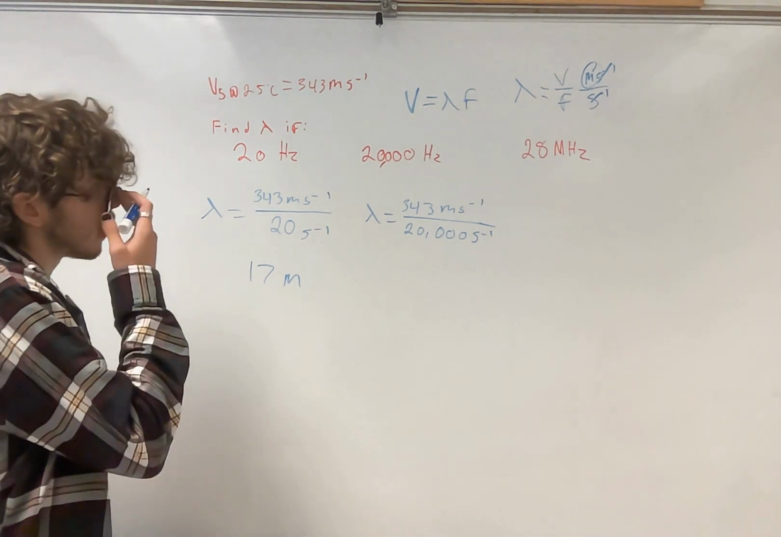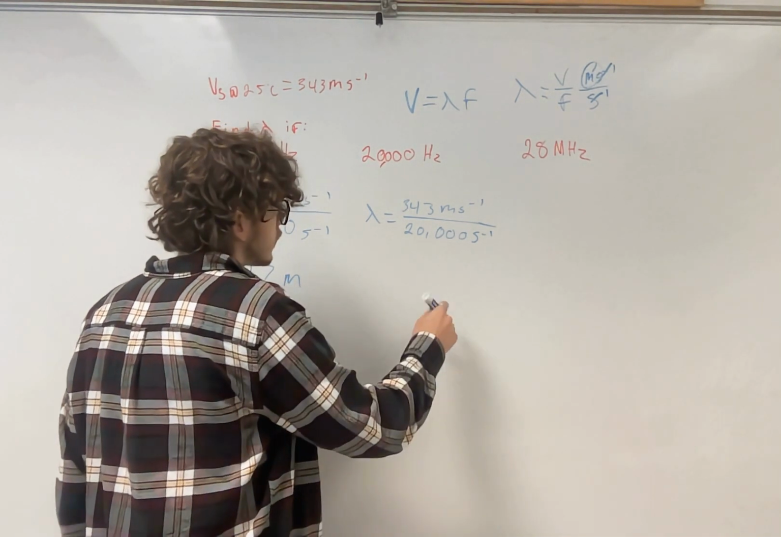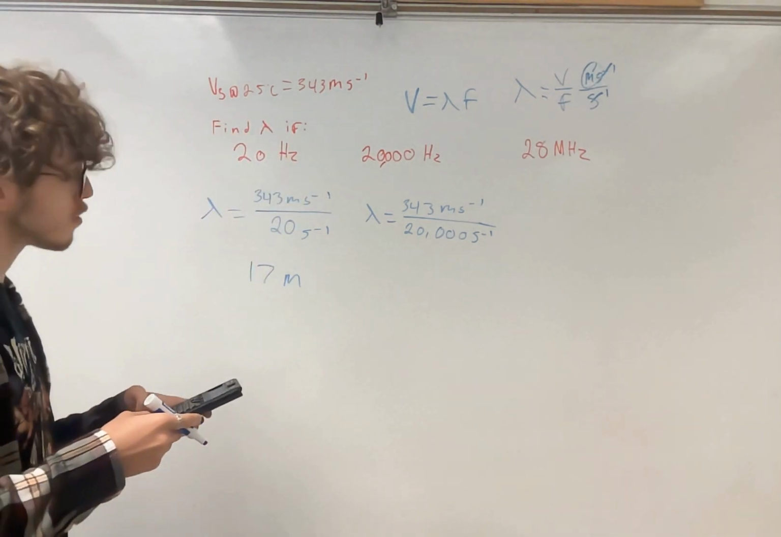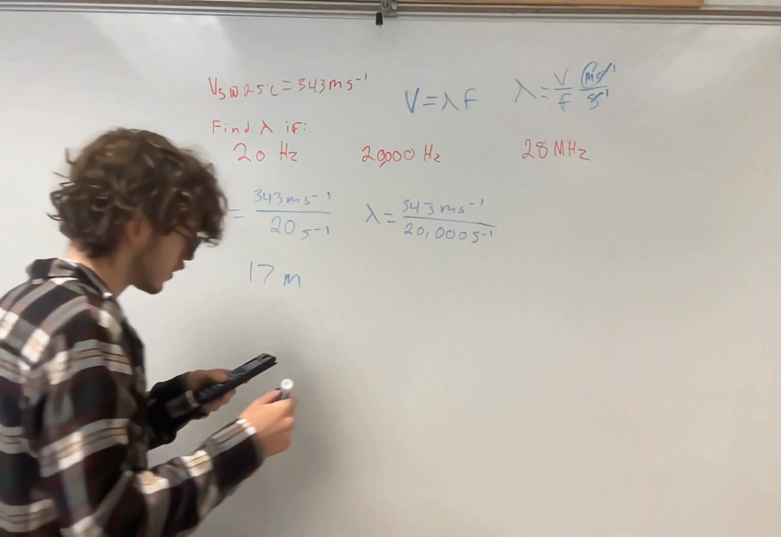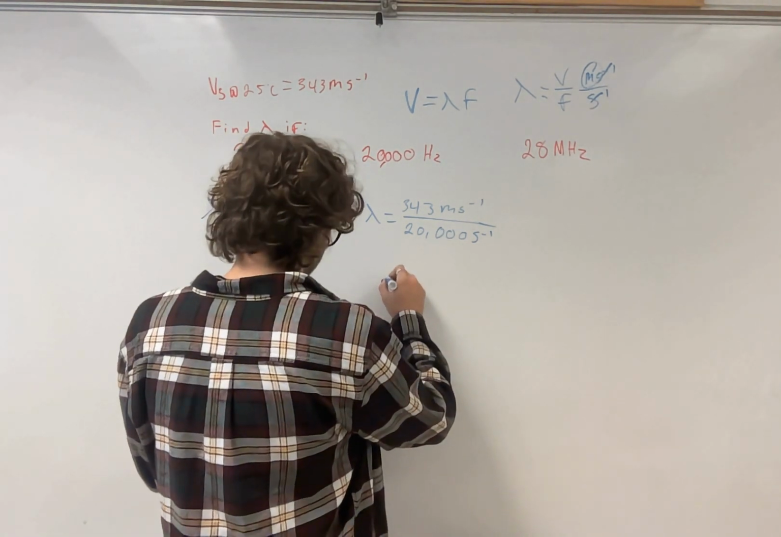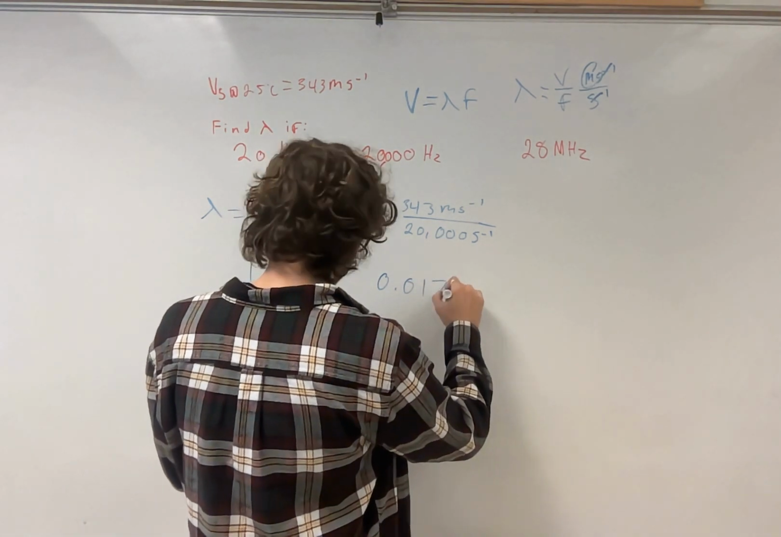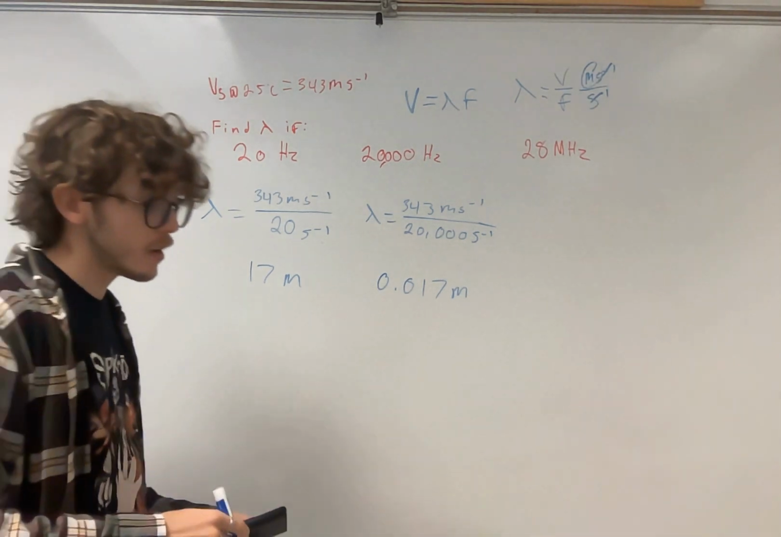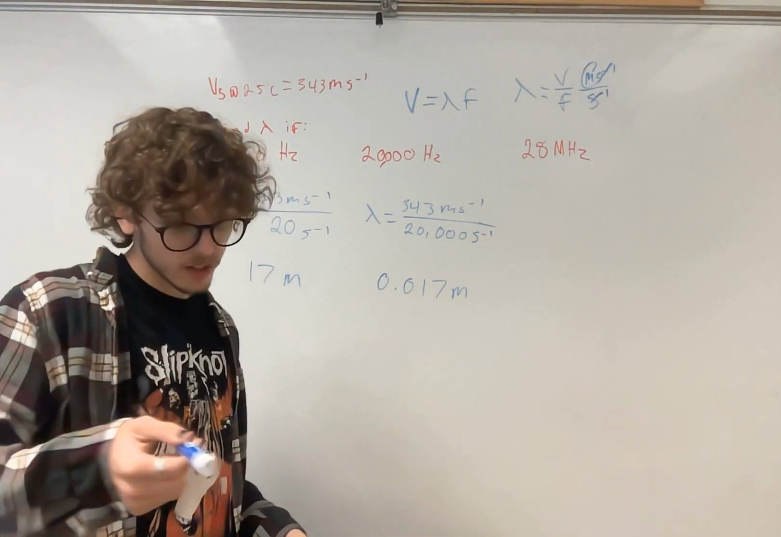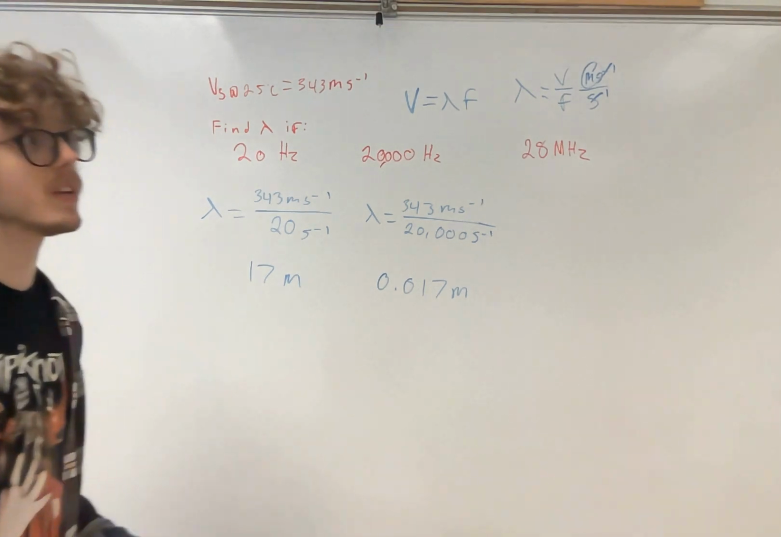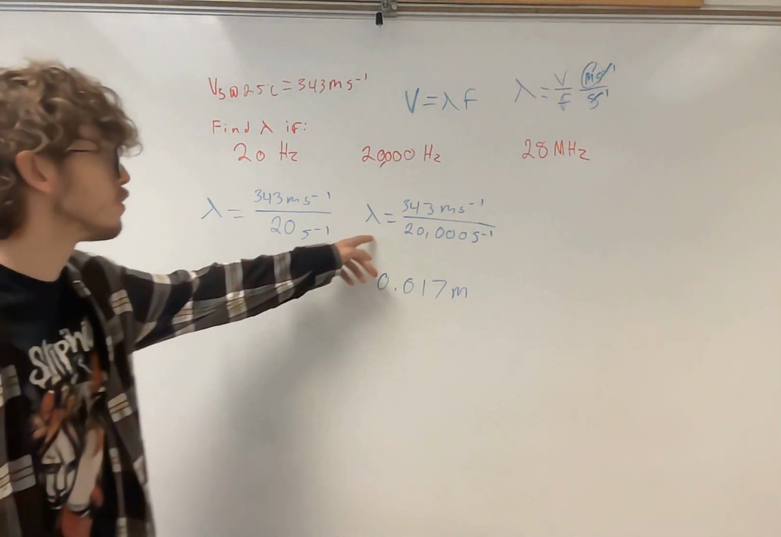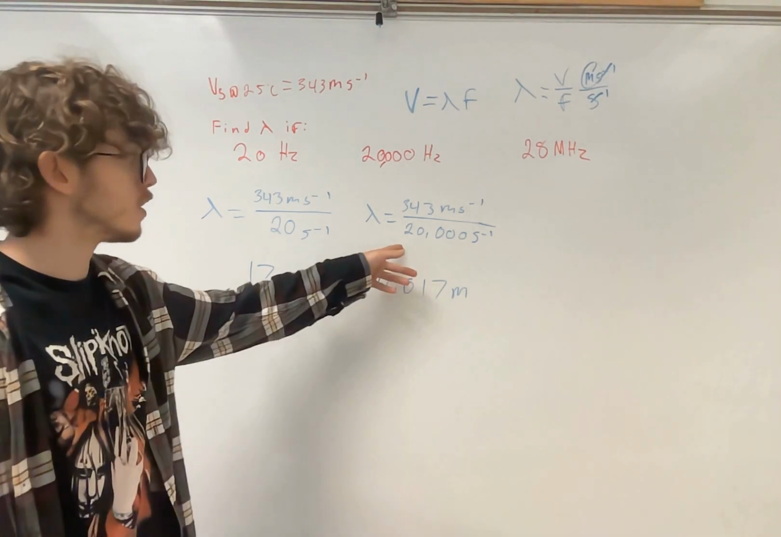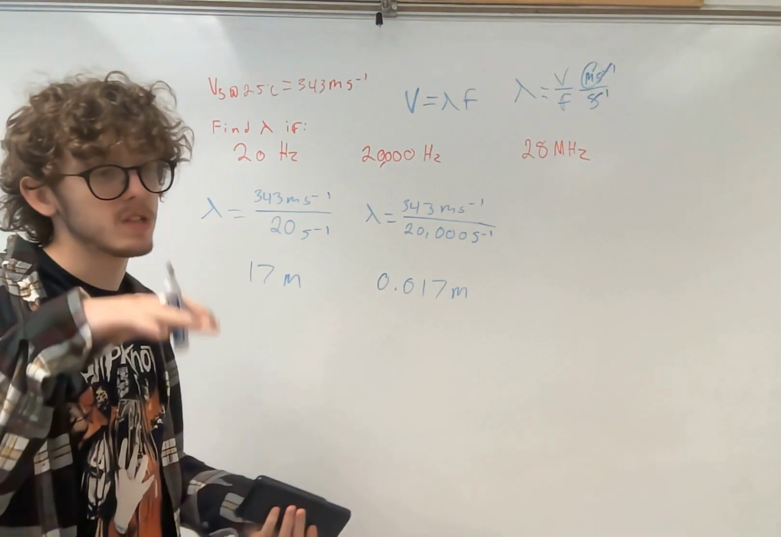Okay, now for this one, let's find what that's equal to. 343 divided by 20,000. We're going to see that our wavelength is 0.017 meters. So it does make sense with our theory. If it's 20,000 hertz, it's going really fast through each oscillation, right? And the resulting wavelength, assuming it keeps a constant speed, just means the wavelength is going to need to be shorter, right?